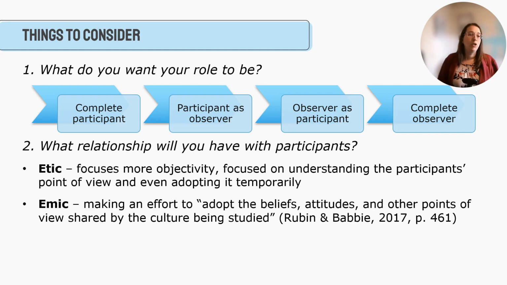First, we want to consider what we want our role to be. The book talks about a spectrum of roles. On one end, you can be a complete participant. This is your participant only. You don't tell anyone you're doing a research study. You are just the participant. If they are planning a protest for an organization, you just go with them to the protest and act like you're a protester.